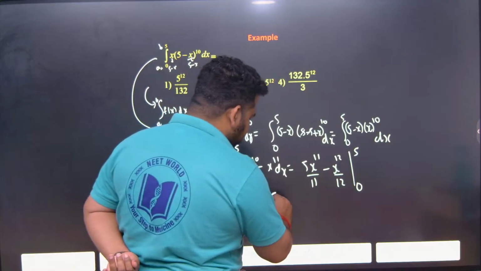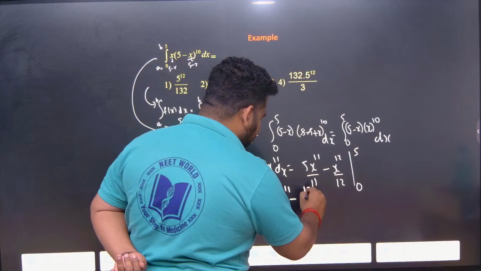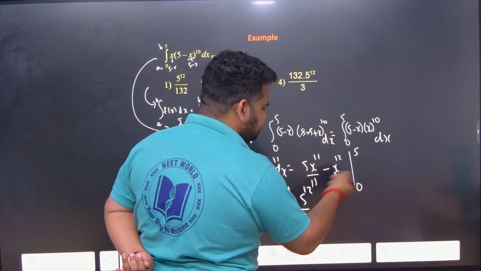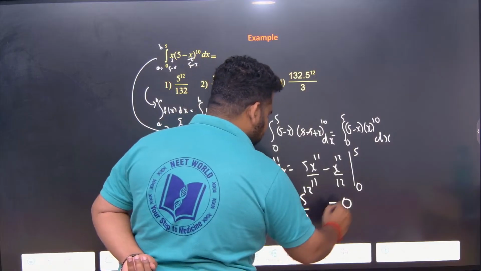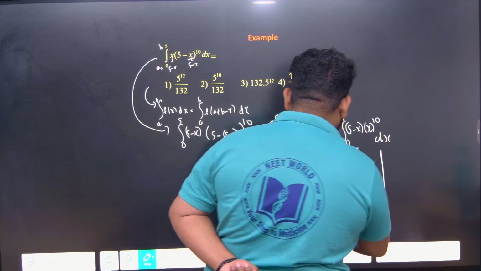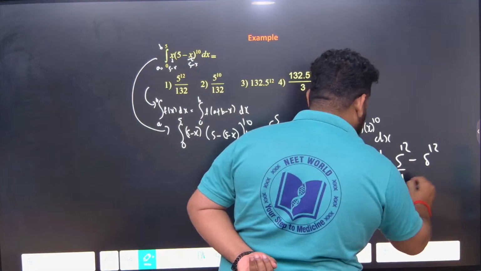Upper limit is 5. This will become 5 to the power of 11 divided by 11 minus 5 to the power of 12 divided by 12. Lower limit no need to put, because 0 by anything is 0 only, so this will be minus 0. So this becomes 5 into 5 to the power of 11, which is 5 to the power of 12, divided by 11, minus 5 to the power of 12 divided by 12.